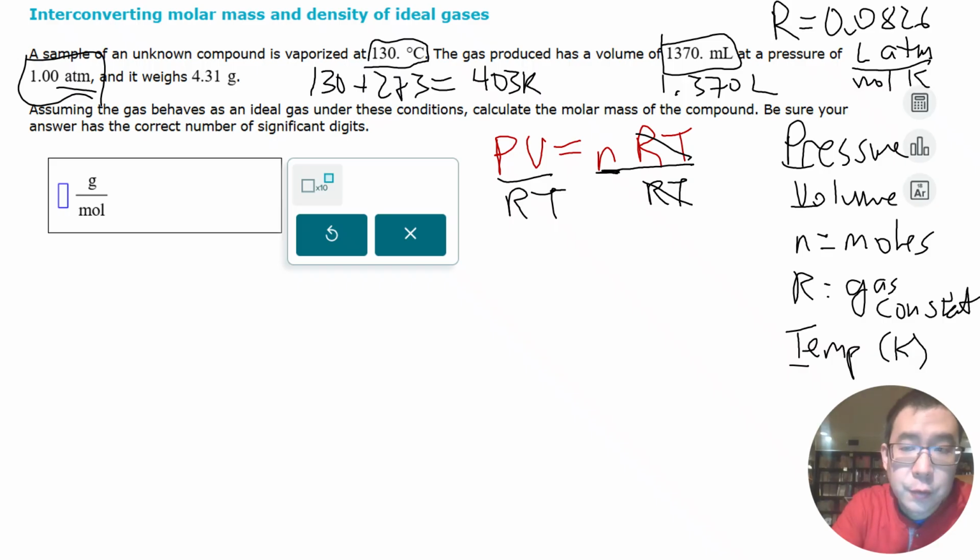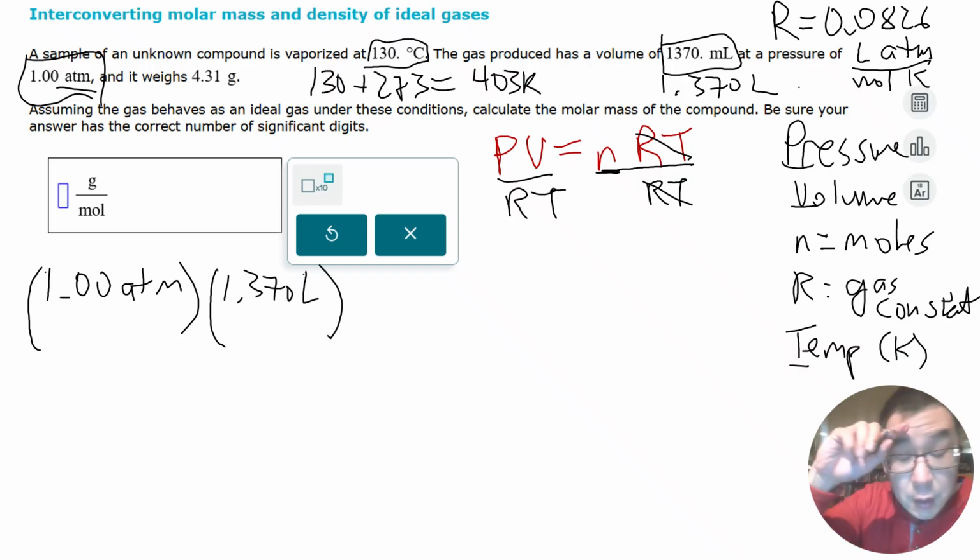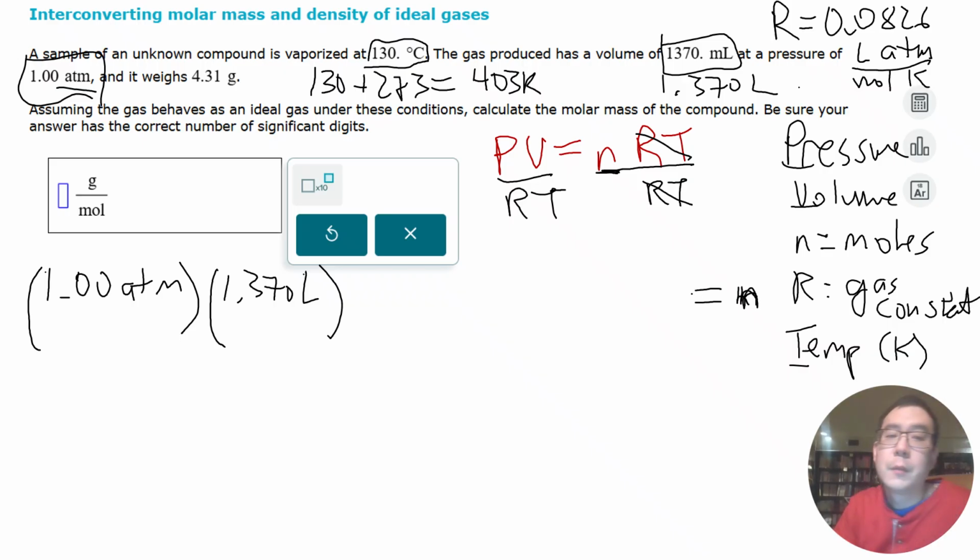Okay, so do I have P? I have my P. P is 1.00 atmospheres. V is 1.370 liters. And then everything's going to equal n eventually, right? That's what I'm looking for.